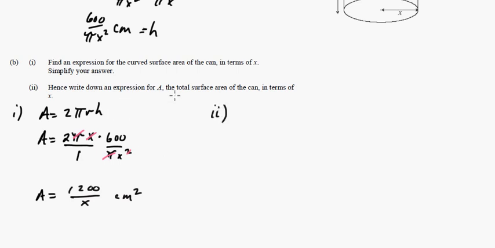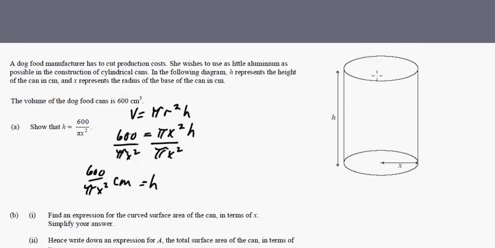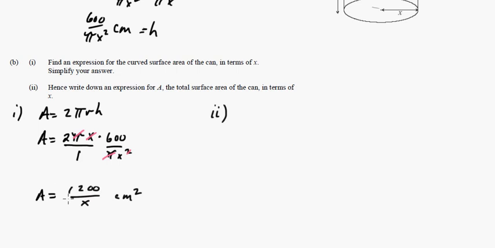Okay, hence write down an expression for the total surface area. Well, the total surface area is going to be just the top two circles, right here and right here, plus this. So it's going to be the area. It's going to be 2, because there's two circles, pi times x squared, x is the radius, plus 1,200 over x. And we are good to go. And again, that would be centimeters squared. Okay, so let's move it on.